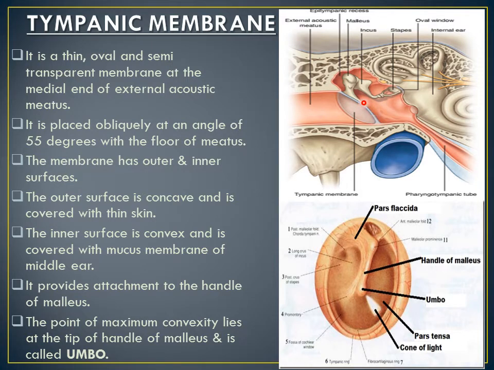And this convex inner surface provides attachment to the handle of the malleus. So the point of maximum convexity lies at the point where the tip of the handle of the malleus is attached to the tympanic membrane, and this point is called umbo. Now here you can see the tip of the handle of the malleus attached with the tympanic membrane, and this point is called umbo.